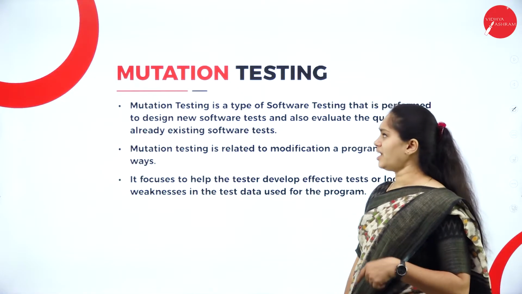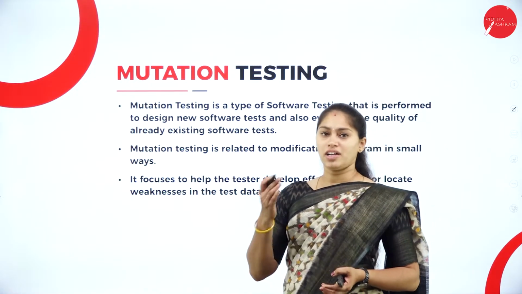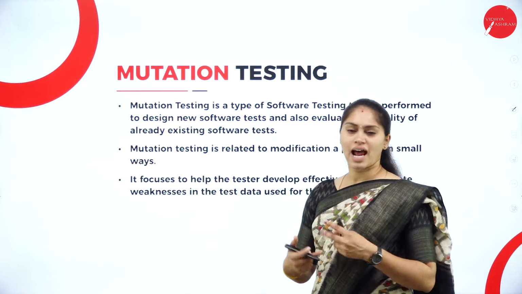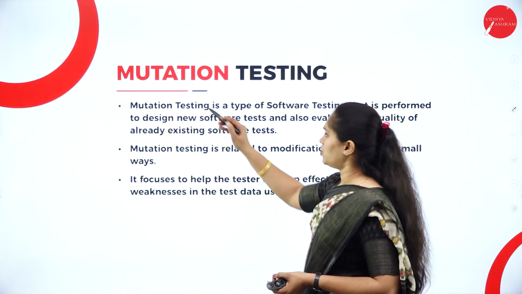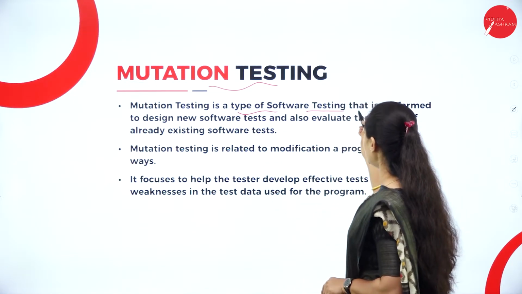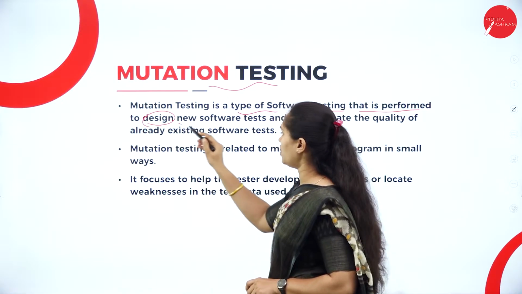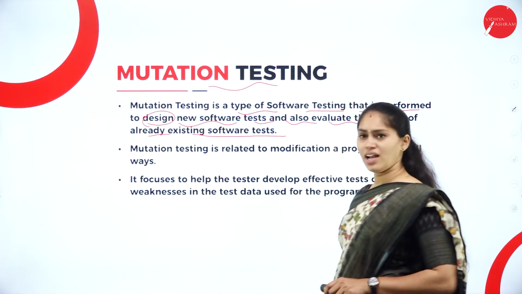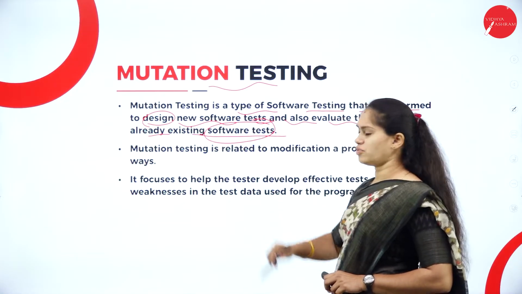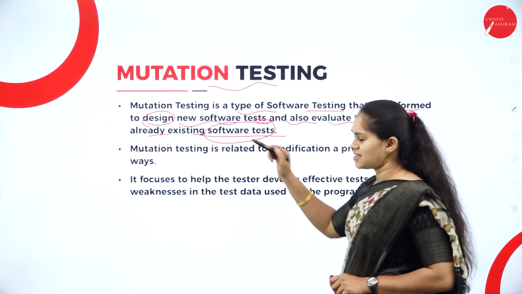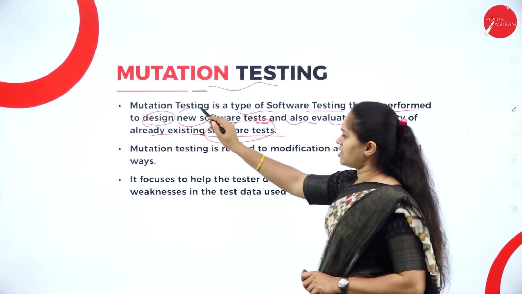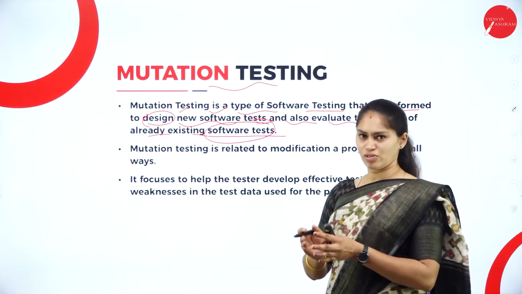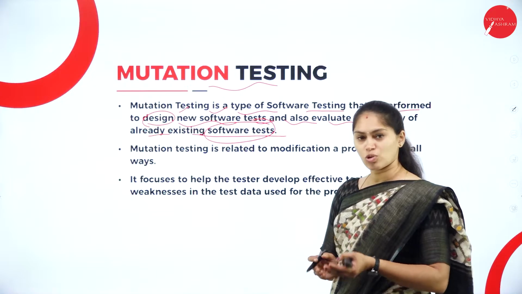Next we have one more thing, for the maintenance or to check the quality assurance of a software or an application once its maintenance has started. Here we have mutation testing. It's a type of software testing that is performed to design new software tests and also evaluate the quality of already existing software tests. We have different software testing methodologies to test the software, and along with that, to design a new software test, improve the existing software types of testing and improve the quality of tools.